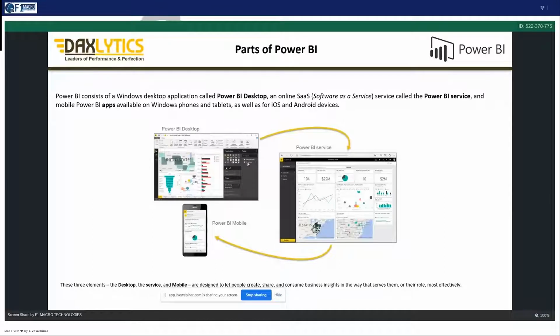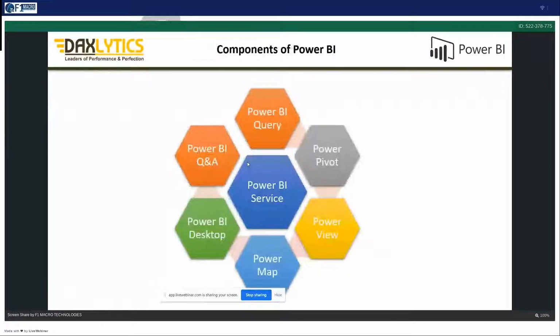So we have three. These are the interview questions now. If someone asks you what the parts of Power BI are, there are three: Power BI Desktop, Power BI Service, and Power BI Mobile. Desktop to create or develop your report, Service to publish and view your report, and Mobile to view your report. Okay. Then we have the components of Power BI.